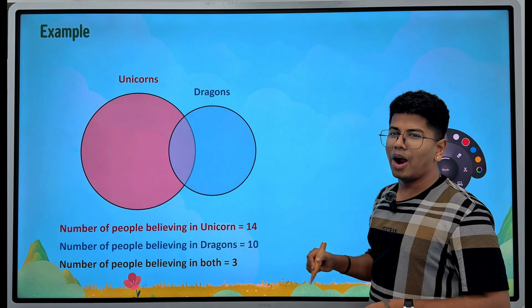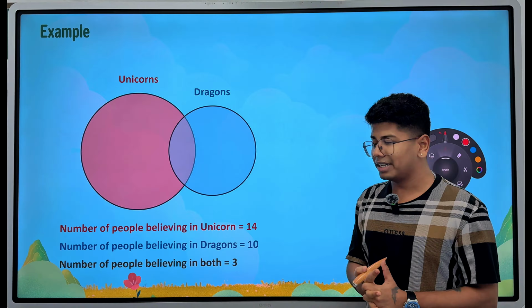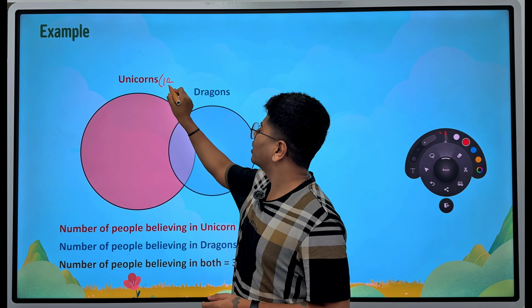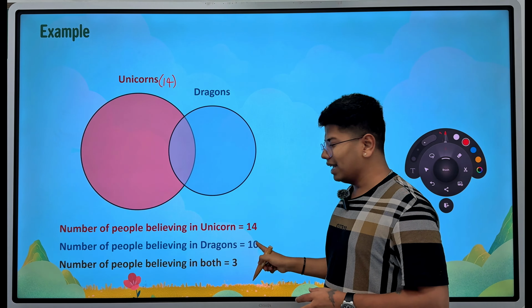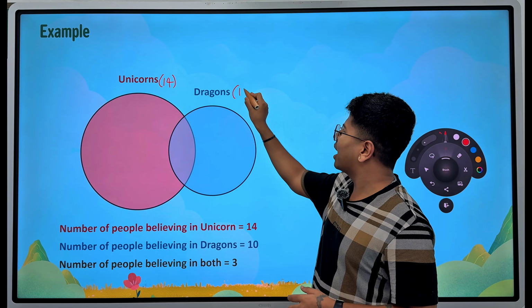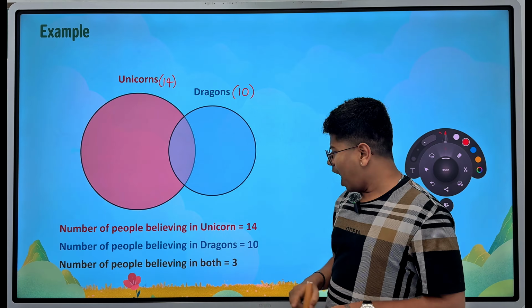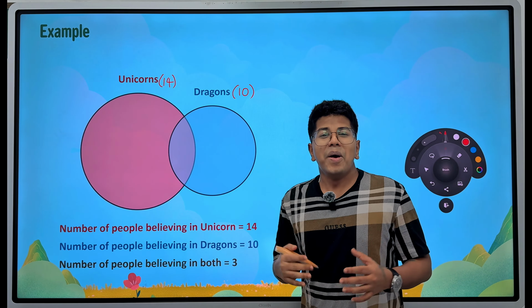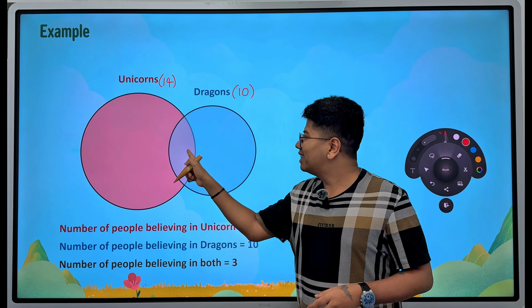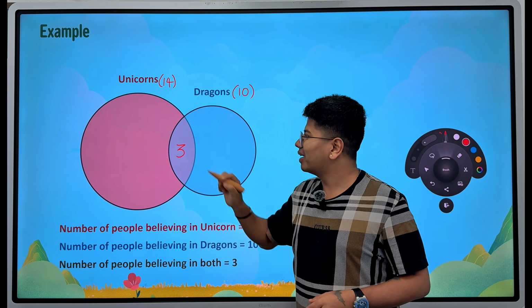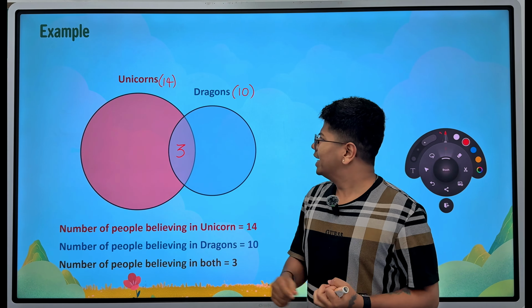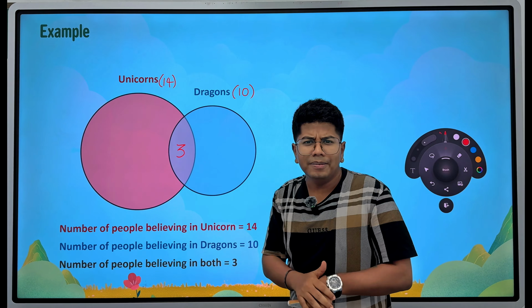In order to find out the total number of students that are present here, for unicorn it's 14. So here I'll mark 14. And for dragons it is 10. So here let's say I mark it 10. And how about students who believe in both? Where I should mark them? Perfect. I can mark them in the middle, that is this part. This is nothing but 3. Now to calculate the total number of students, is it 14 plus 10 plus 3?